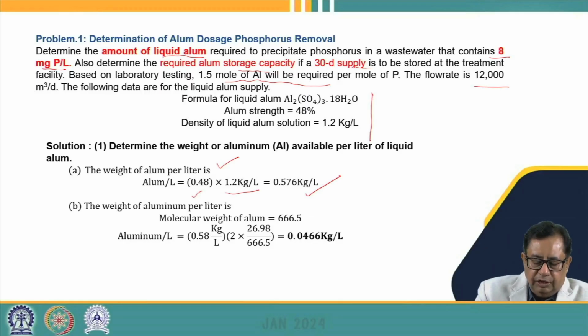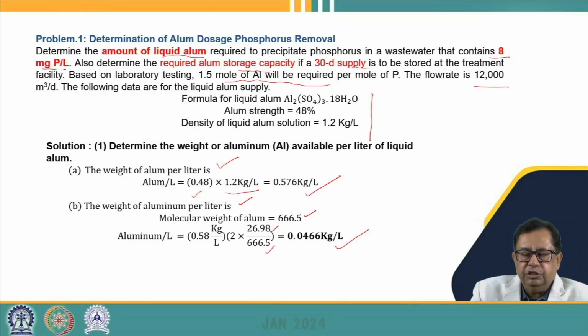Then we'll calculate the weight of the aluminum per liter. We know that the molecular weight of alum is 666.5, and there are two atoms of aluminum present in the alum, and we are having 0.58 kg of alum per liter. So we can calculate that the aluminum present in the solution is nearly 0.0466 kg per liter.